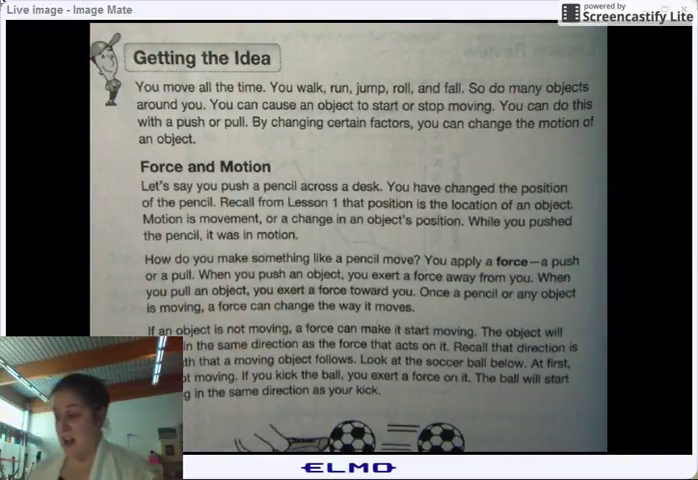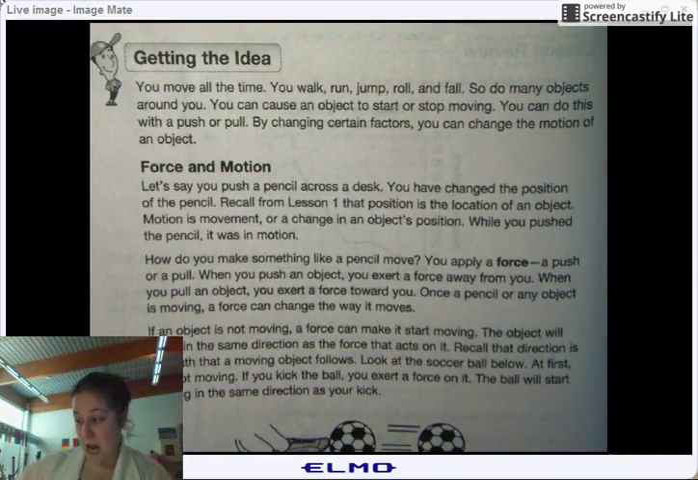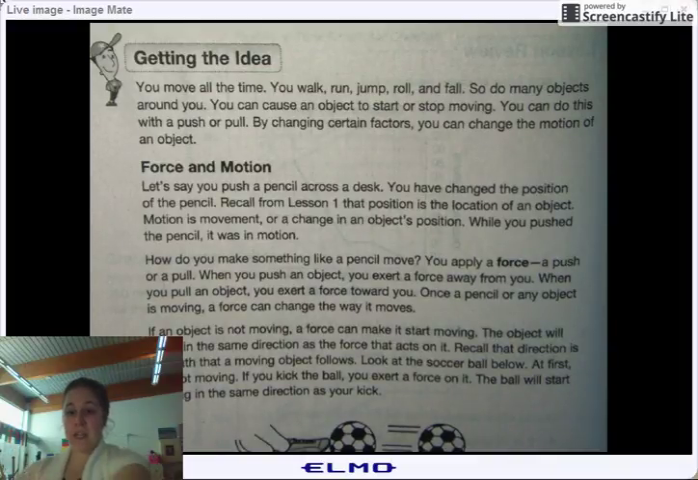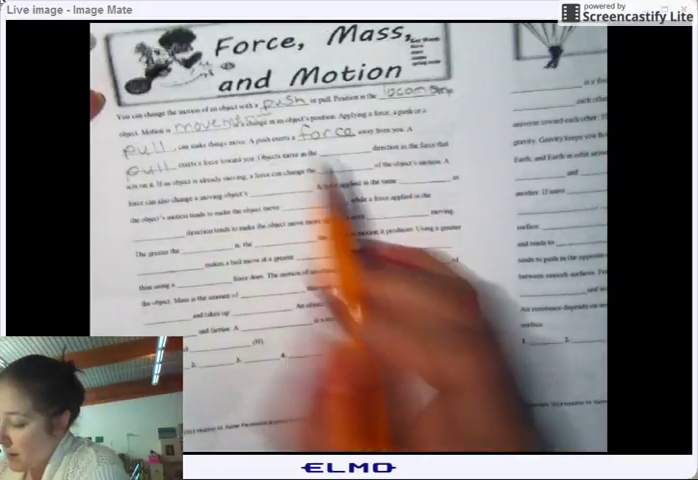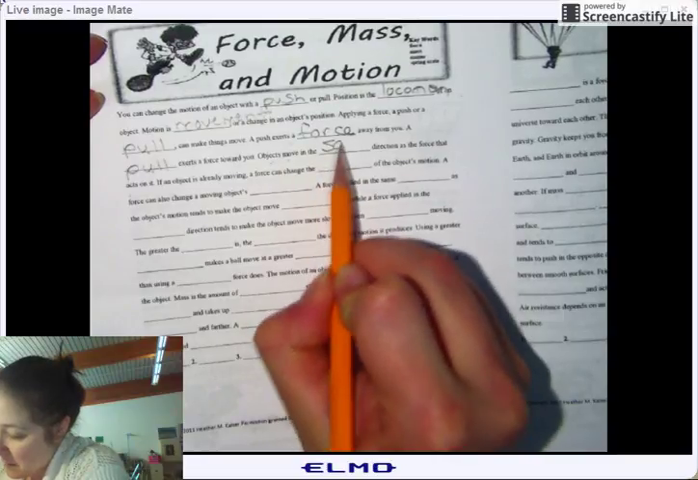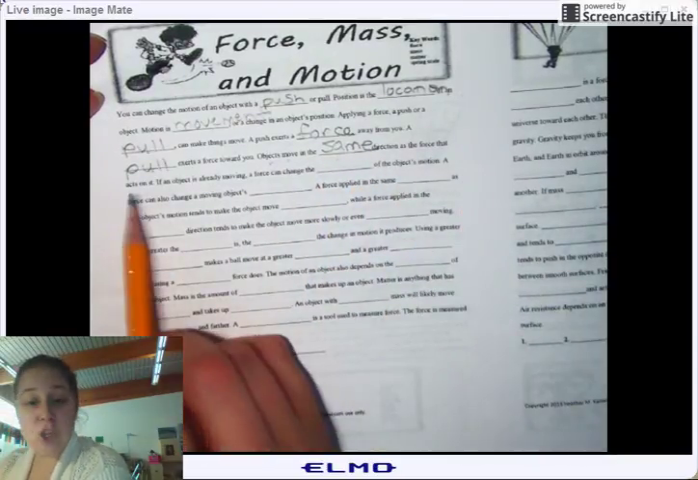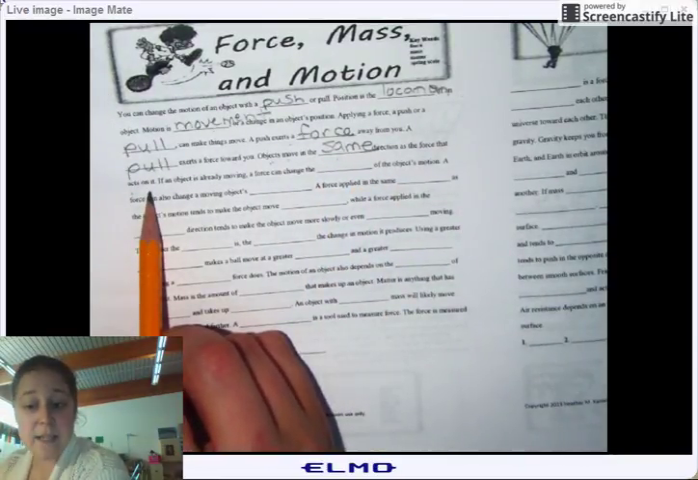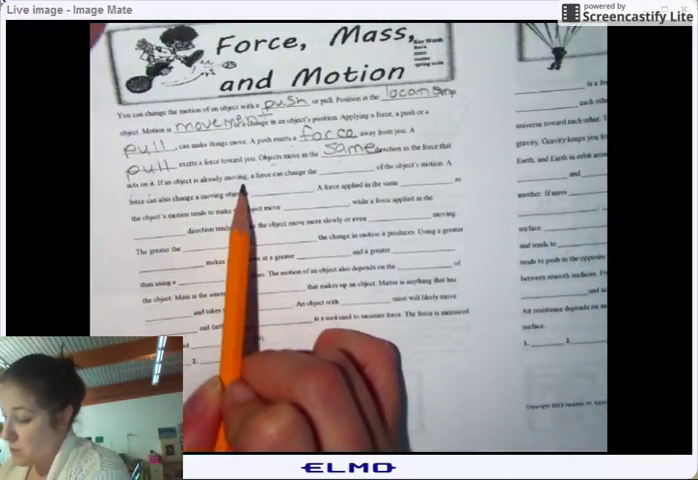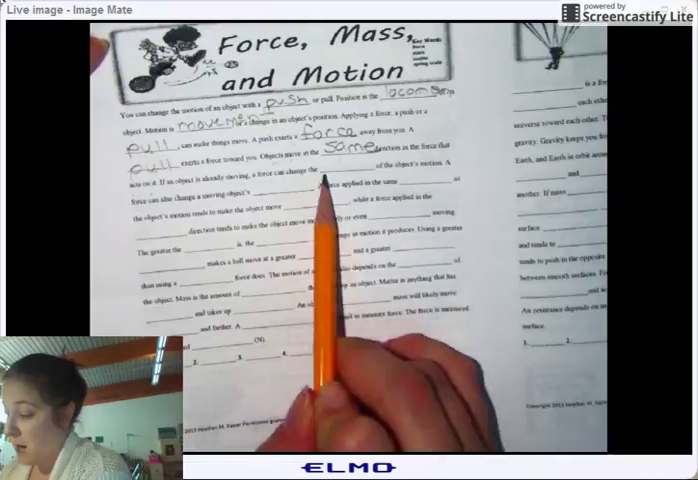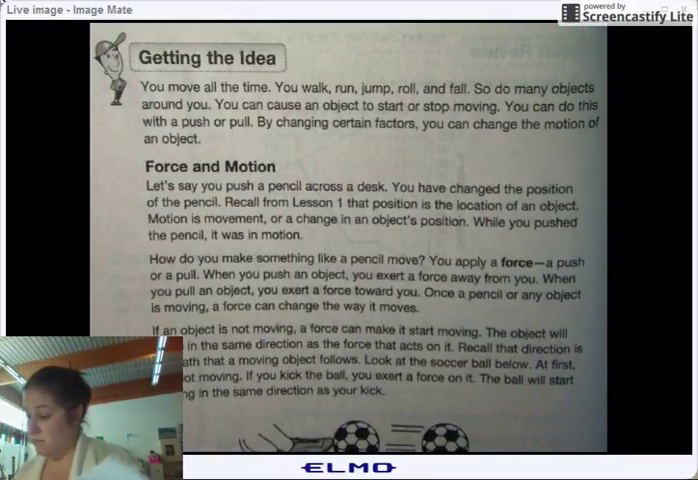Objects move in the, if I'm pushing and if I'm pulling, it's going to come towards me, right? If I'm pushing away from me, it's going to go in that direction, right? So objects move in the same direction that you put pressure on. If you're pushing away, it's going to go away. If you're pulling, it's going to go closer. If an object is already moving, a force can change the blank of an object's motion.